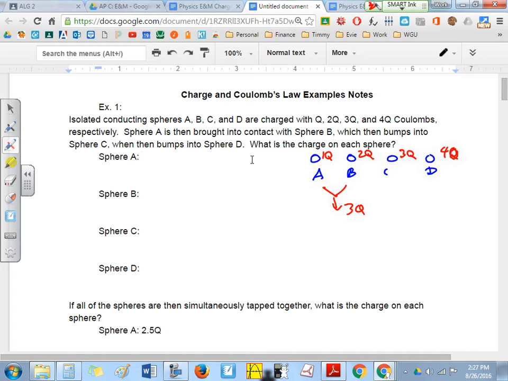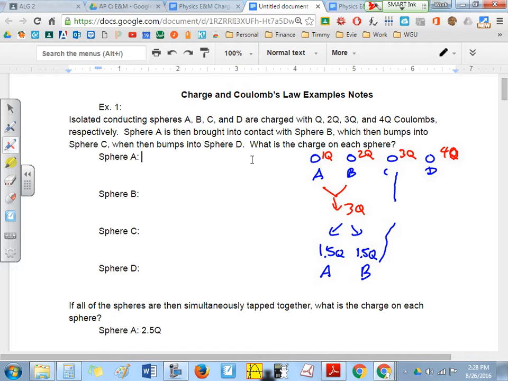So this is going to get split up evenly into 1.5Q and 1.5Q. Okay, so now this is sort of phase 1 of the journey. Both A and B have equal charge now. So these are now separated. Let's just assume they bump apart. I probably should have said that. And then B goes along and accidentally bumps into C.